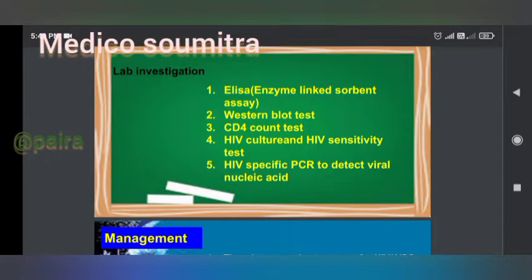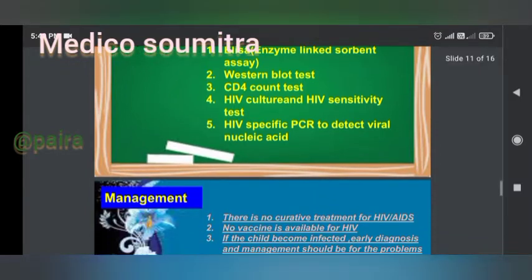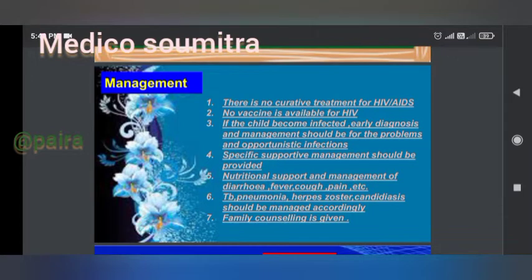Next we'll see how we can manage HIV. There is no curative treatment for HIV or AIDS. No vaccine is available for HIV. If the child becomes infected, early diagnosis and management should be done for the problems and opportunistic infections.